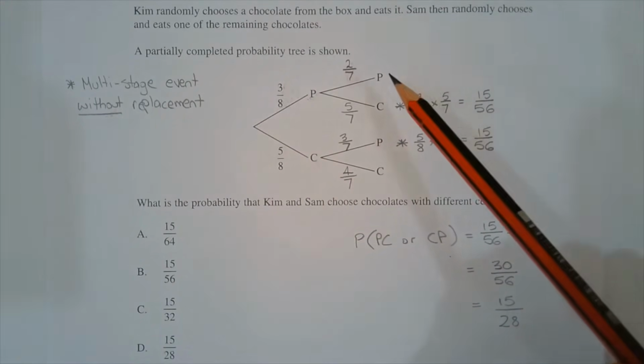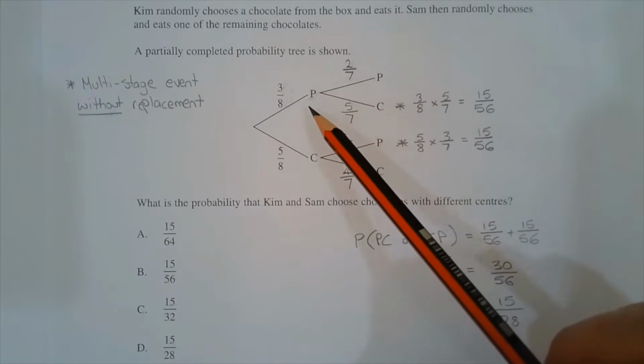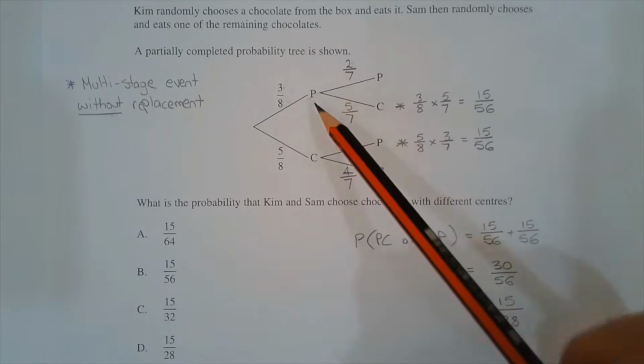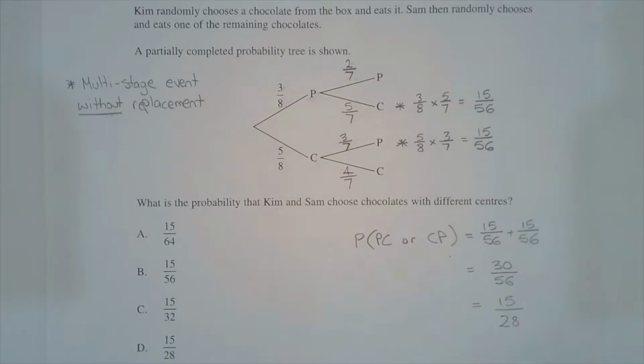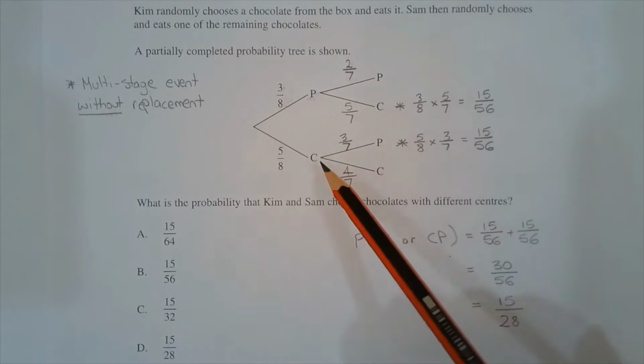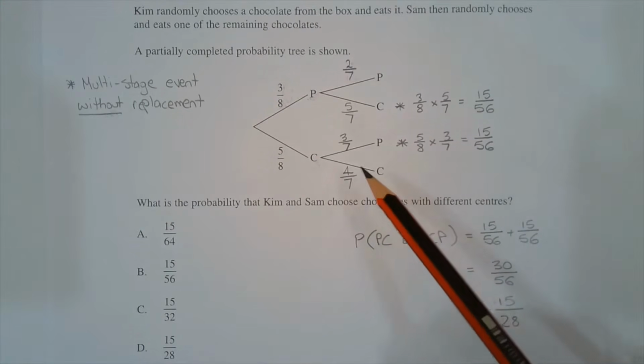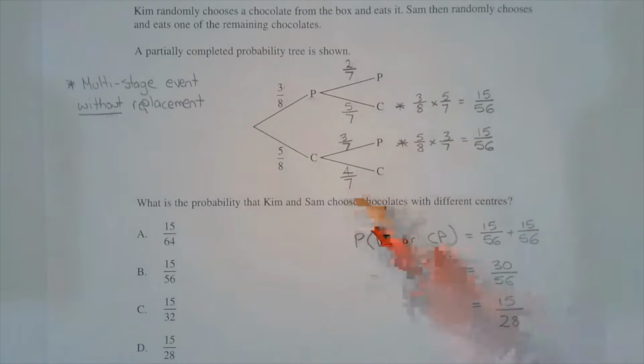The probability of choosing peppermint, given peppermint was chosen first, is 2 out of 7. The probability of choosing caramel, given peppermint was chosen first, is 5 out of 7. The probability of choosing peppermint, given caramel was chosen first, is 3 out of 7. And the probability of choosing caramel, given caramel was chosen first, is 4 out of 7.